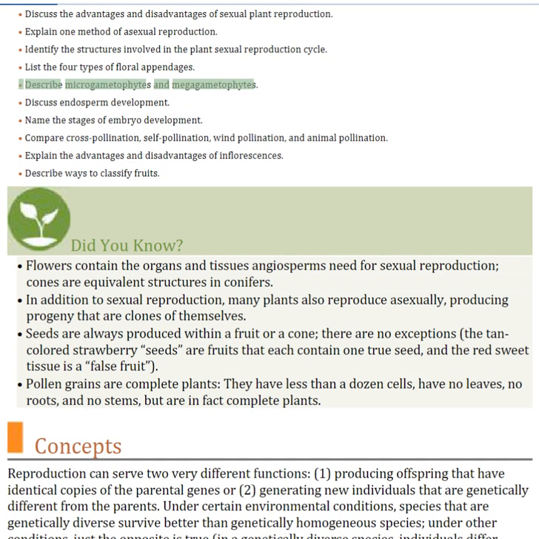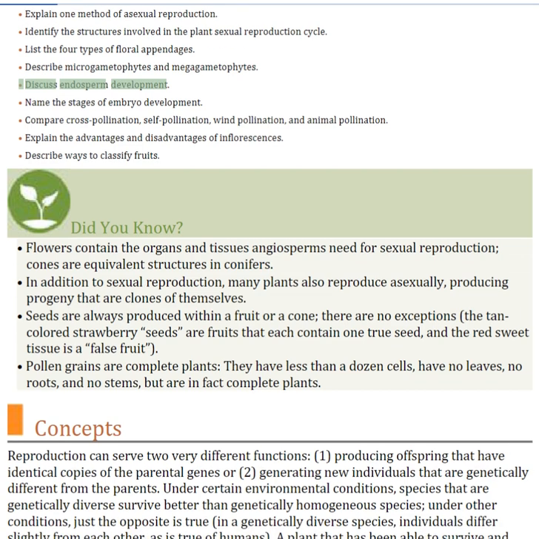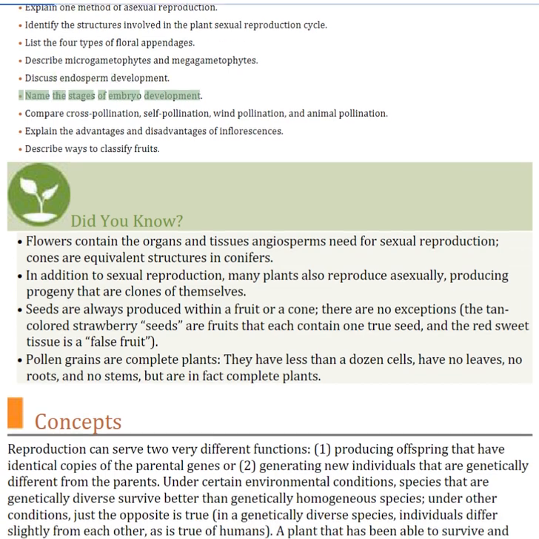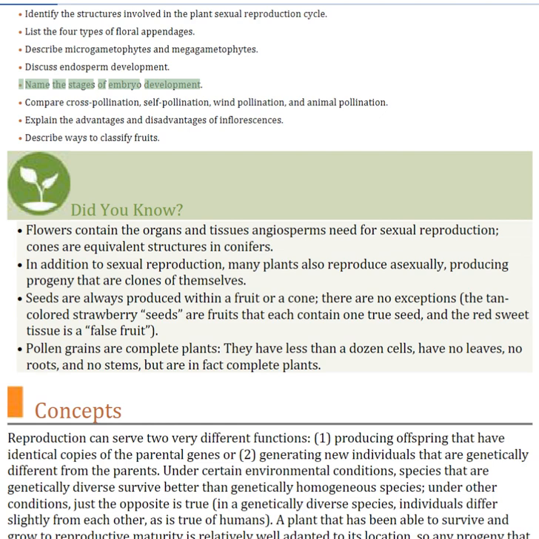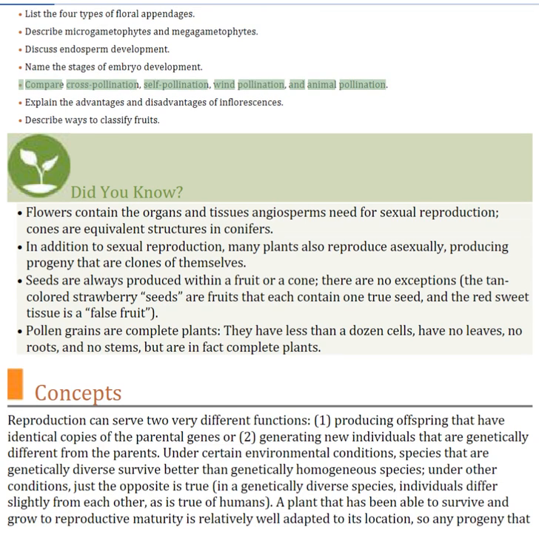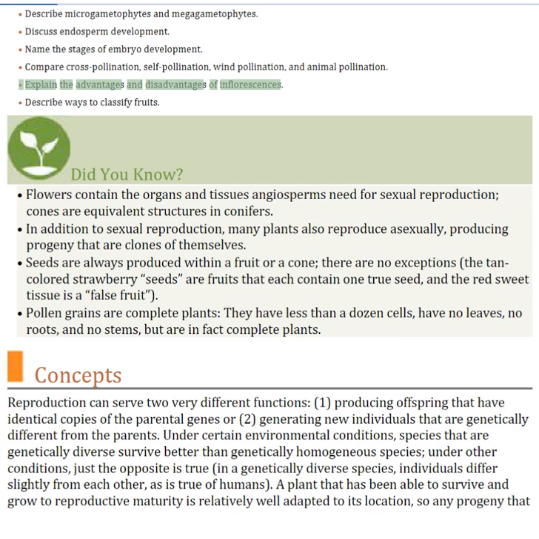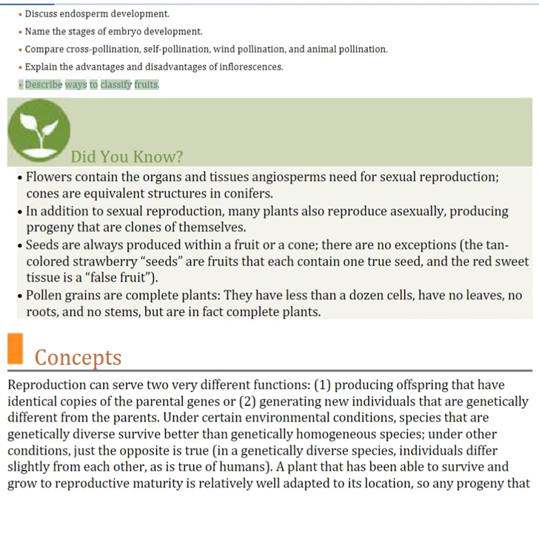Describe microgametophytes and megagametophytes. Discuss endosperm development. Name the stages of embryo development. Compare cross-pollination, self-pollination, wind pollination, and animal pollination. Explain the advantages and disadvantages of inflorescences. Describe ways to classify fruits.